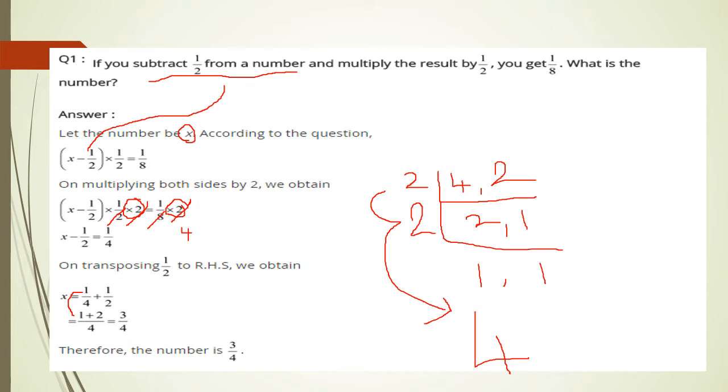Now the denominator is common for both. Then the numerator becomes 1 plus 2. 1 plus 2 means 3 by 4. Therefore, x equals 3 by 4, which means the number is 3 by 4. We got the answer, or we got the number as 3 by 4. You can verify, children. You can also verify orally, children.